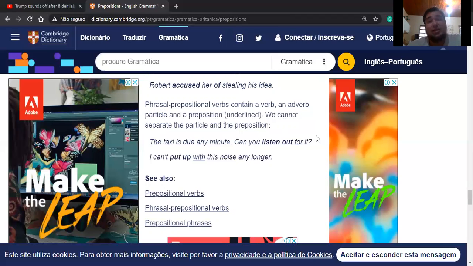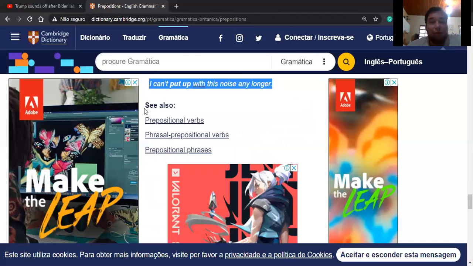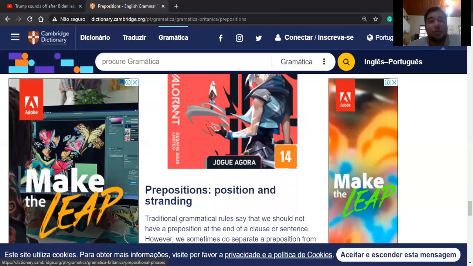The taxi is due any minute. Can you listen out for it? I can't put up with this noise any longer. Então, eles têm prepositional verbs, você pode clicar, phrasal prepositional verbs, or prepositional phrases.